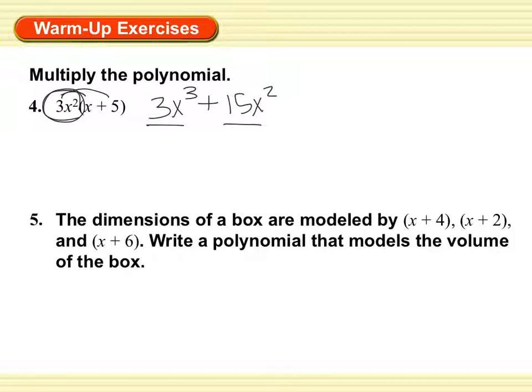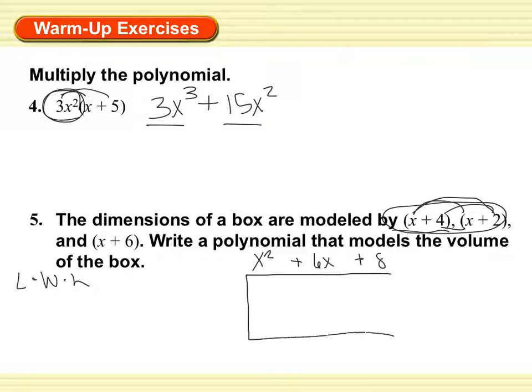You remember length times width times height is volume. So we take two of these binomials and FOIL them. So first, outer, I've got 2x and 4x, which is 6x, and last, which is 8.